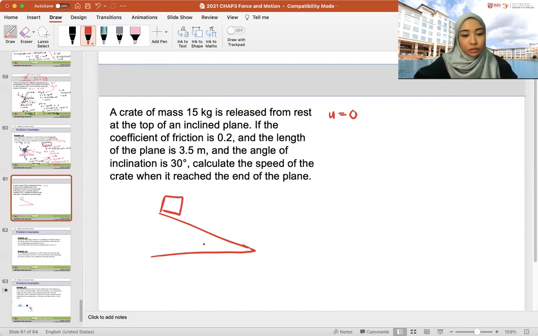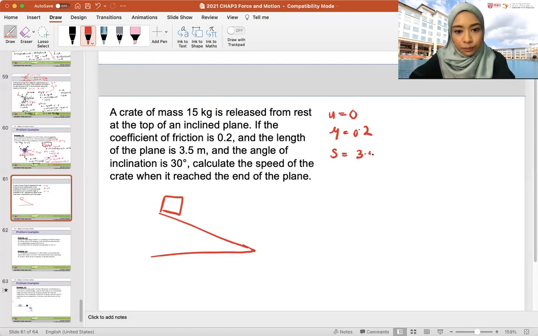If the coefficient of friction is 0.2, dia tak specify kinetic or static, so you just use it as it is, 0.2. The length of the plane is 3.5, so S equals to 3.5. Distance kalau box ni daripada atas ke bawah, dia bergerak, so I'm just going to call that S, 3.5 meter. And the angle of the incline is 30. Calculate the speed of the crate when it reaches the end of the plane.